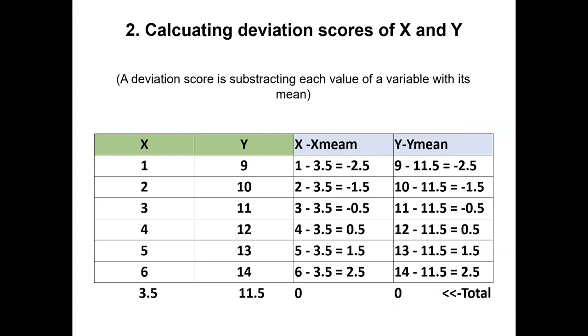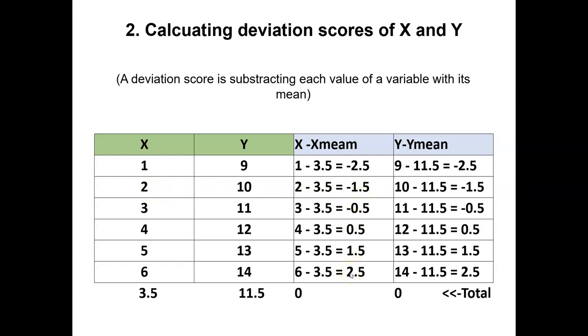Now the second step, we are going to calculate the deviation scores of x and y. Deviation scores are nothing but subtracting each value of each variable by its mean one by one. So we have the mean 3.5 and the first value of x is 1. We subtract 3.5 from 1 and get minus 2.5. Similarly, we subtract 3.5 from 2, and I get minus 1.5, and so on and so forth.